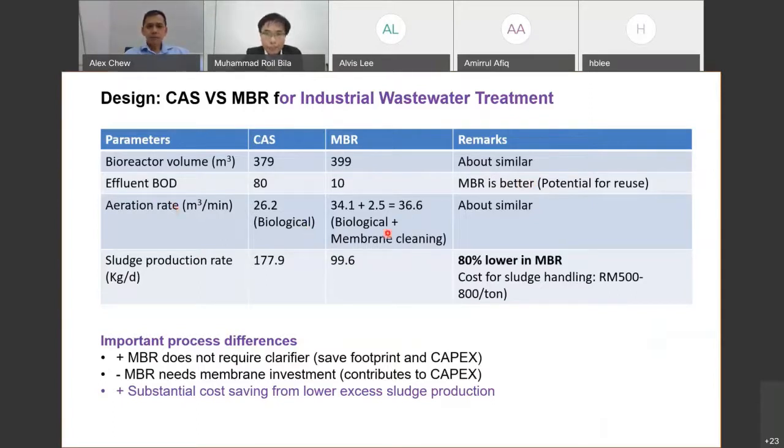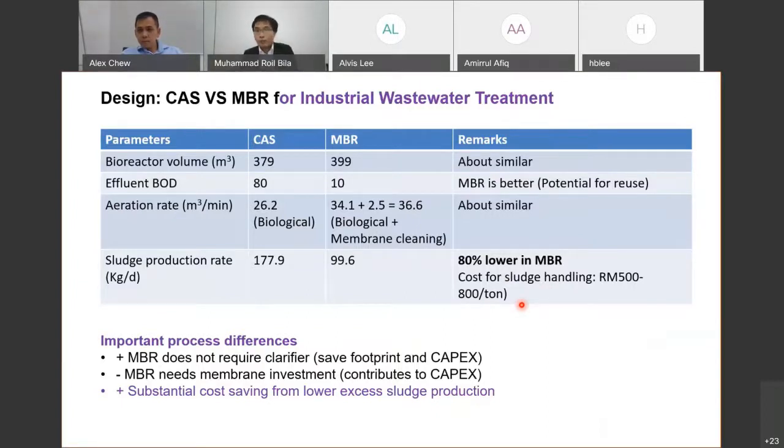Aeration rate, in this case, is also about similar. So there will be no more investment in terms of aeration compressor, again similar to the one for the treatment of domestic wastewater. When we use MBR, we can reduce the sludge production by 80%. And then again, I put it here, the cost for sludge handling is high, 500 to 800 per ton.